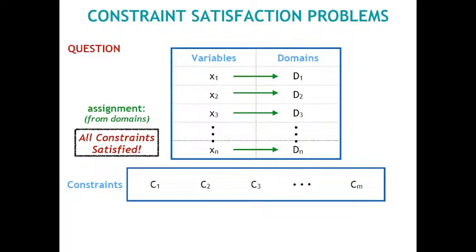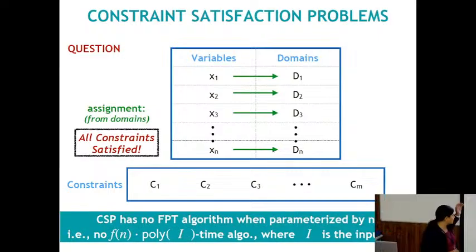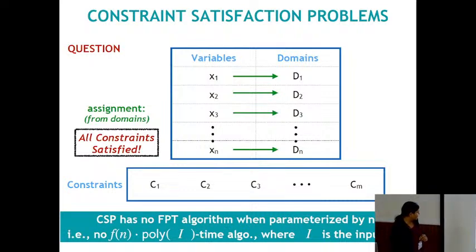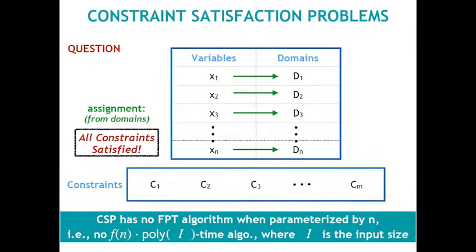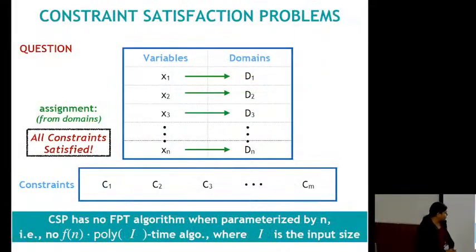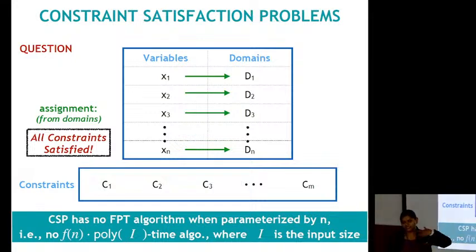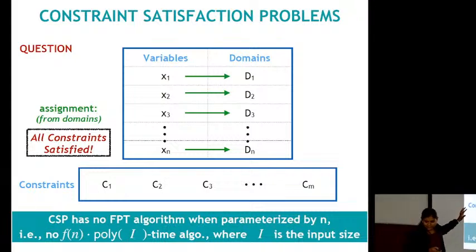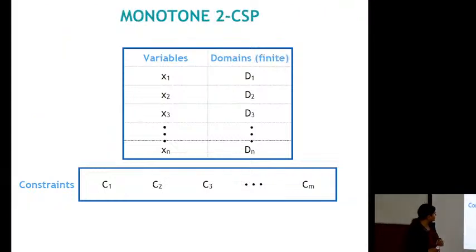This problem, as you may guess, is really, really hard. In fact, when parameterized by the number of variables, we don't even expect an algorithm whose running time is f(n) for any computable function f, polynomial in the input size. This result holds also when each constraint involves at most 2 variables. So it is among really hard problems.